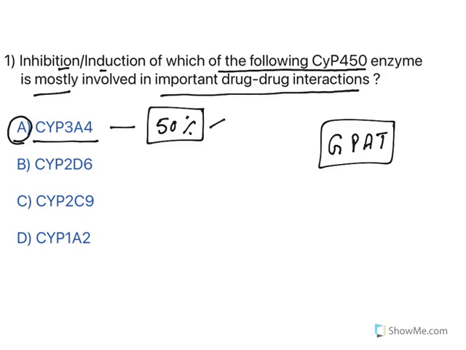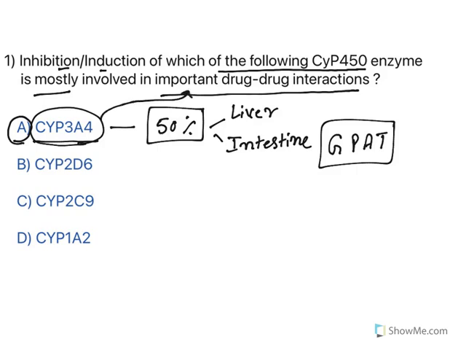So, this particular enzyme is present in the liver as well as the intestine. In fact, some of the food-drug interactions are because of this particular enzyme family. So, remember, this is the most important cytochrome P450 enzyme class that is responsible for drug-drug interactions.